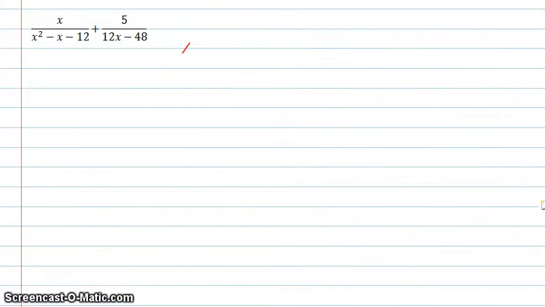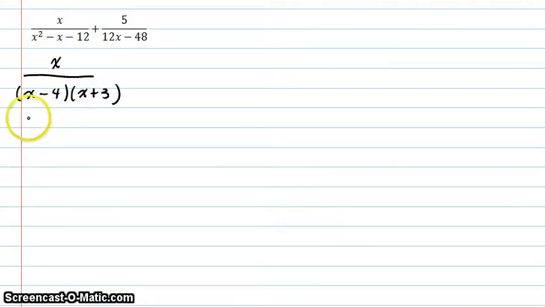Okay, let's look at a second example. Again, we're going to factor both of our denominators before we do anything. So this is the same as x. And actually I'm going to write this down here so I've got more room for myself later. So this is x over. I'm looking for factors of negative 12 that add up to negative 1. So it's going to be x minus 4 times x plus 3, because negative 4 and positive 3 add up to negative 1, and negative 4 times positive 3 gives me negative 12.